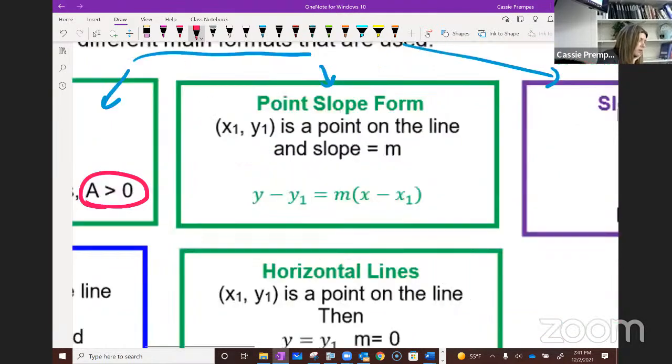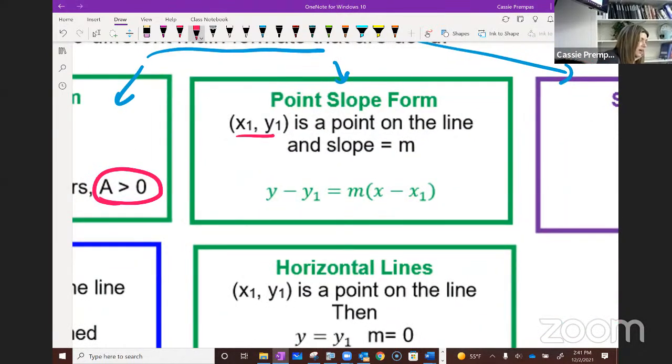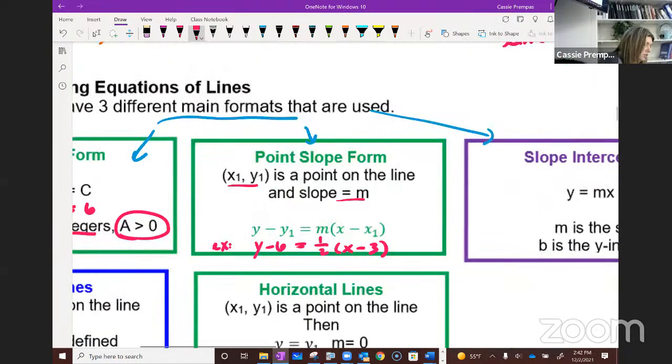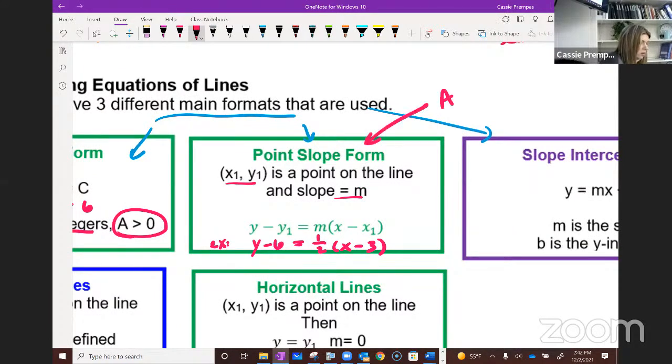Point slope form. If you're given a point on the line and the slope, you can use this format. Here's an example of what it might look like. You might have something like y minus 6 equals 1/2 times x minus 3. I will tell you, always start here. Always start here. You will see why throughout this lesson, but this is really the key format to begin with.